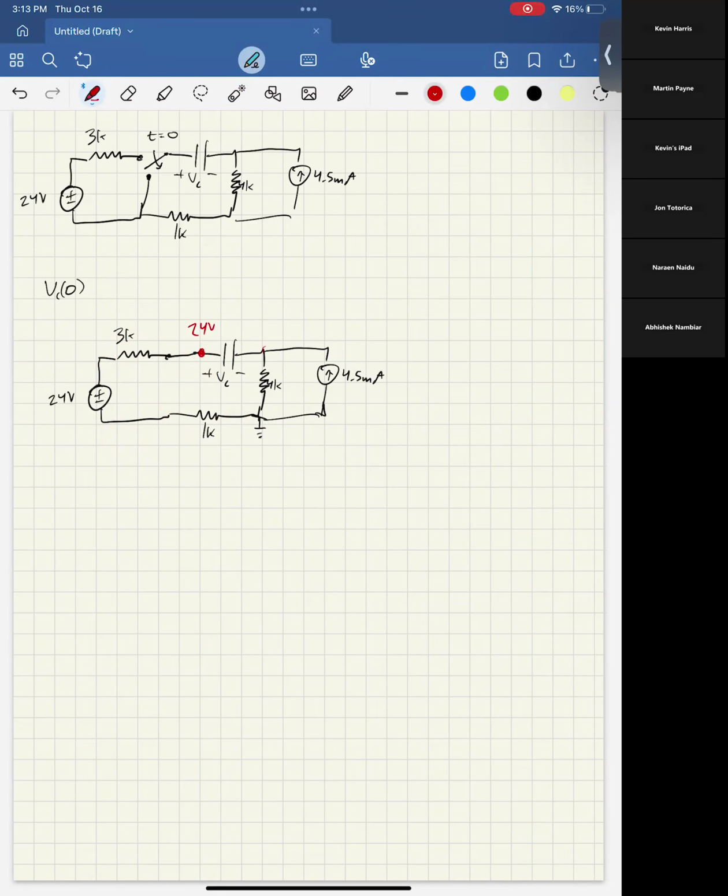And then if we want to find the voltage here, it's very simply V equals IR, which is 4.5 times 4. The kilo and the milli will cancel each other out, so this will end up being 18. So then VC of 0 will be 24 minus 18, which is 6 volts. Okay, now for, wrong tool.